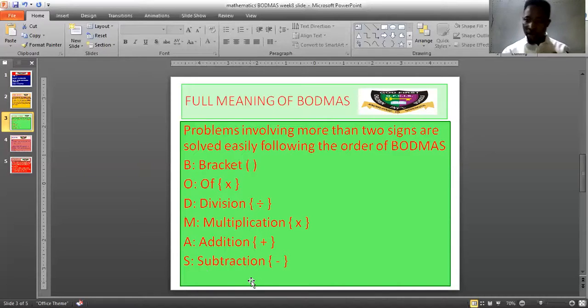So, bracket is treated first, followed by of. You change the of to multiplication. Afterwards, you treat division. After division, you treat multiplication. After multiplication, you treat addition. And after addition, subtraction is the last thing you're going to treat. All right, let's see how this is done.